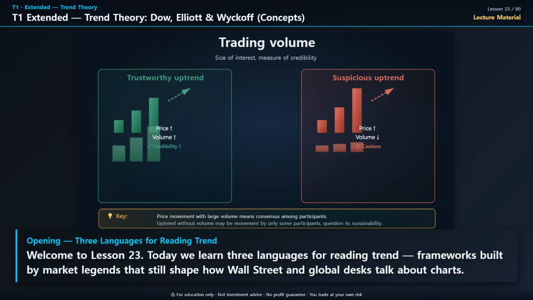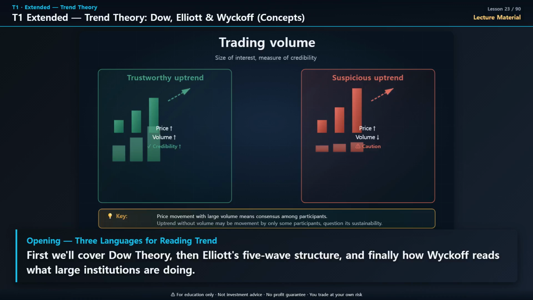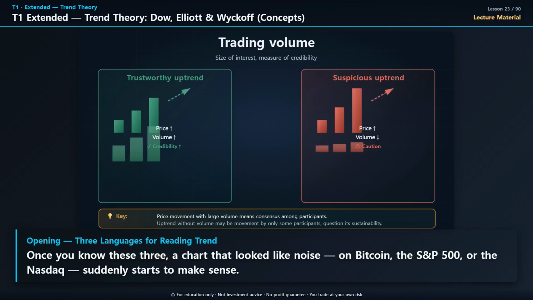Welcome to Lesson 23. Today we learn 3 languages for reading trend, frameworks built by market legends that still shape how Wall Street and global desks talk about charts. First we'll cover Dow theory, then Elliott's 5-wave structure, and finally how Wyckoff reads what large institutions are doing. Once you know these 3, a chart that looked like noise on Bitcoin, the S&P 500, or gold suddenly starts to make sense.